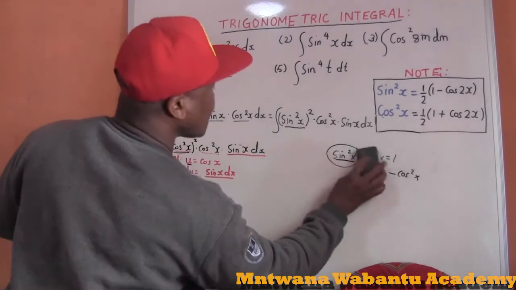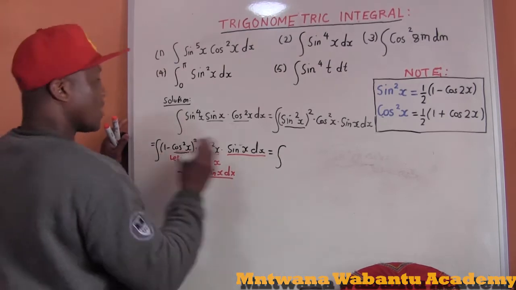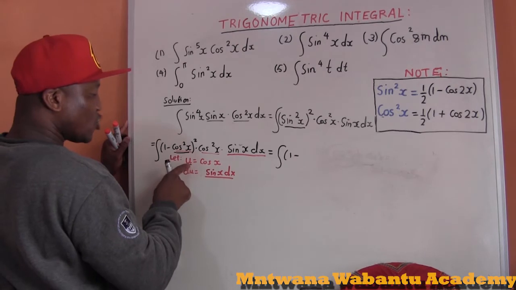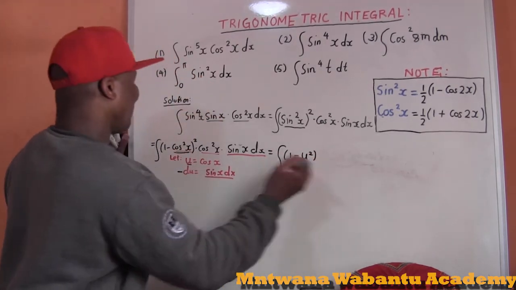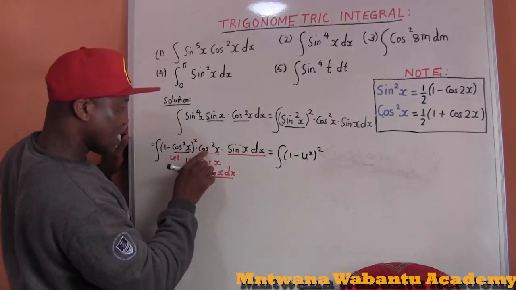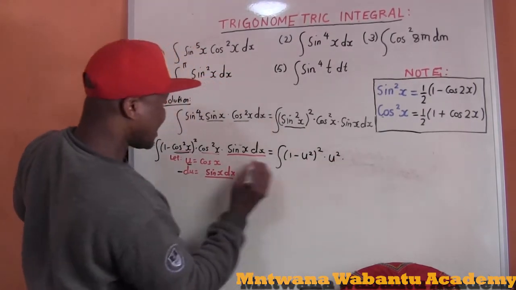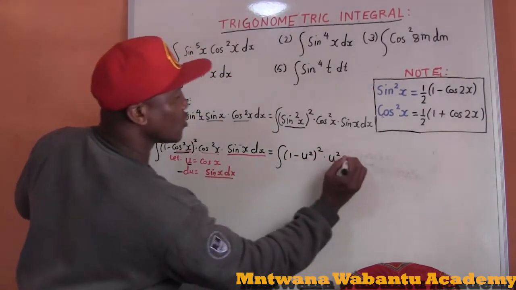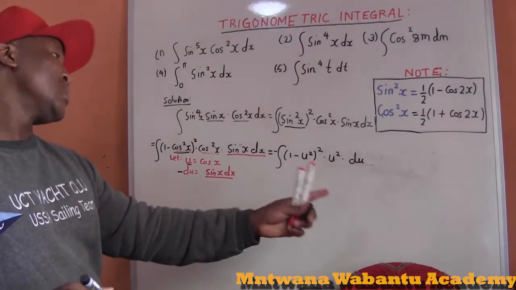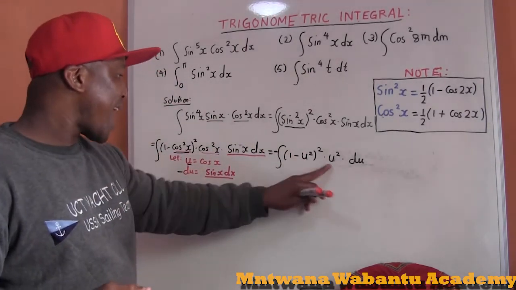So this question becomes 1 minus cos square x, which means u square, then we have the square outside, and then multiply by cos x square, which means u square. And then sine x dx equals negative du. I'll put the negative first because negative is a constant, so I'll put it before anything. So this negative is going to go in front. What I'm going to do now is expand this.